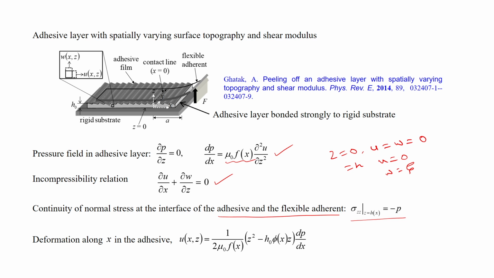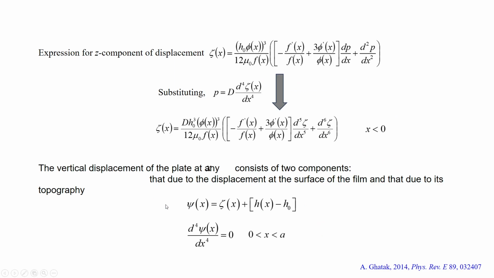One can integrate this equation and obtain the solution for u under these boundary conditions, and then use the incompressibility relation. These things we have done earlier, and we can get an expression for the z component of displacement, zeta(x), at z equal to h. You will see that this equation looks somewhat different from what we obtained earlier, because of the functional forms that we now have to consider.